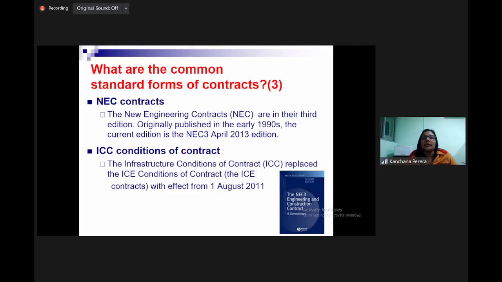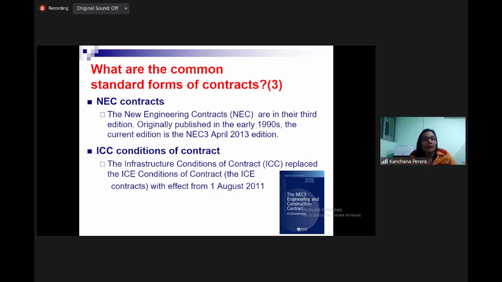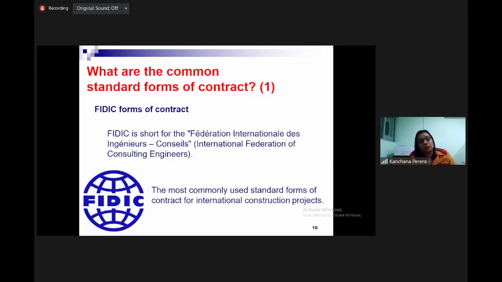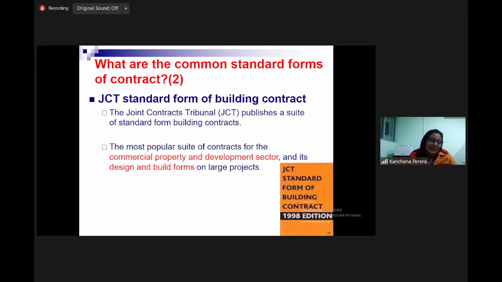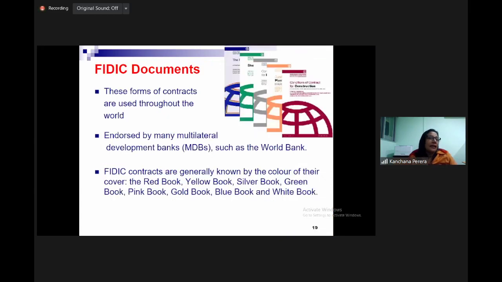The new engineering contracts. Then ICC, the infrastructure conditions of contract. Then we have what? These are the common types of international documents: FIDIC, JCT, NEC, ICC. When I take the FIDIC documents, there are various different types of documents.